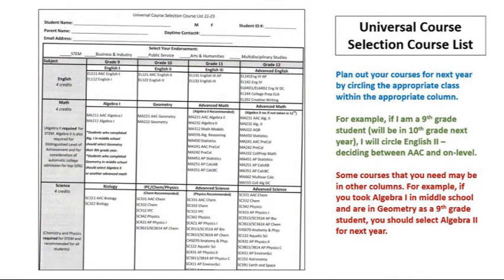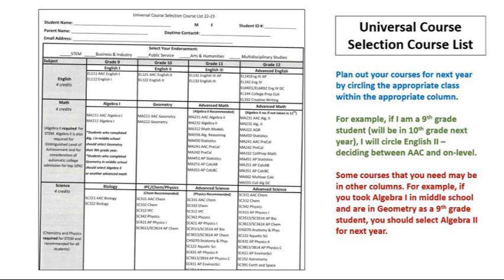Now what you will do is plan out your courses for next year on your Universal Course Selection course list by circling the appropriate class within the appropriate column and row. For example, if I'm a ninth grade student and I know I will be in 10th grade next year, I will circle English 2 in my top row. I need to decide whether I'm going to choose AAC, which is formerly known as pre-AP, or on level. After determining which one I want to be in next year, I will circle that course.